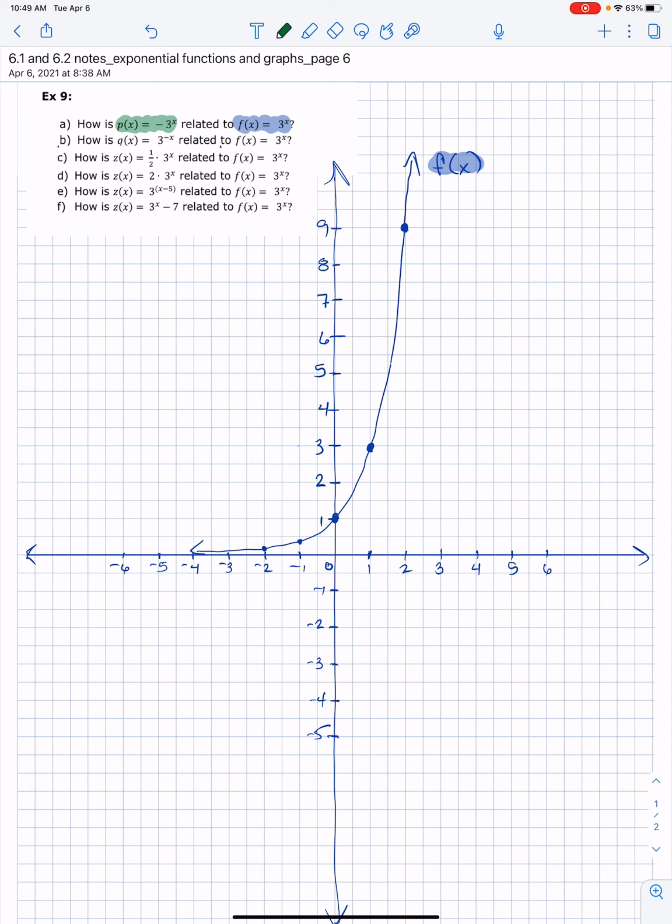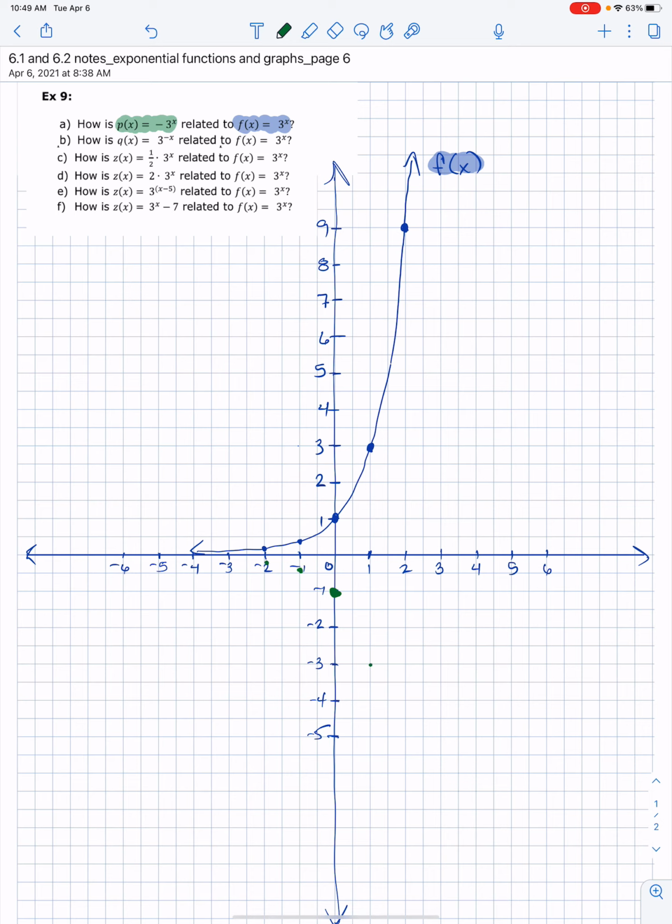So the (0, 1) is where our y-intercept would be. And then the point that results when x equals 1. So here, (1, 3) kind of tells us what the base is. So p of x equals negative 3 to the x. Remember, when we take our y value and make it negative, what we are doing is reflecting over the x-axis.